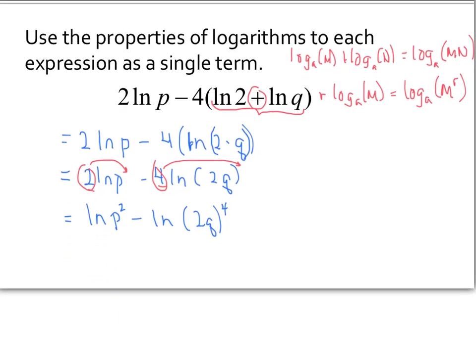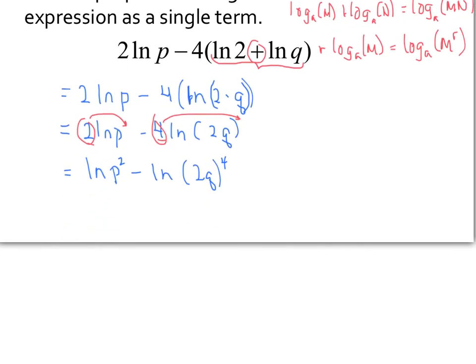So let me scroll up. So this is still natural log of p squared. But here I have the natural log of 2 to the 4th and q to the 4th. Hopefully you remember all your rules of exponents. We know that this 4 means we're multiplying 2q times itself 4 times. So it's 2q times 2q times 2q times 2q. But that means there are 4 2's and there are 4 q's. Again, commutative property of multiplication. And so if I simplify this just a little bit more, I get natural log of p squared minus the natural log of 16 q to the 4th.